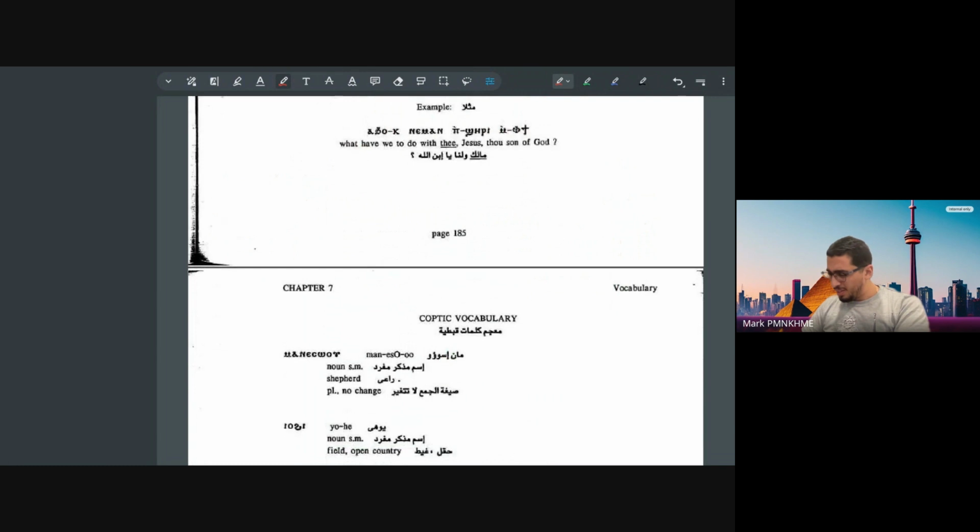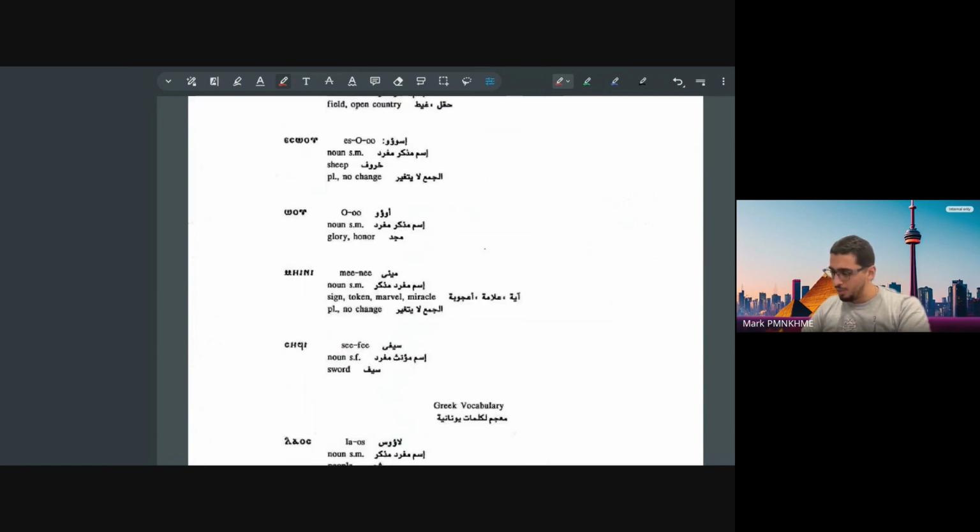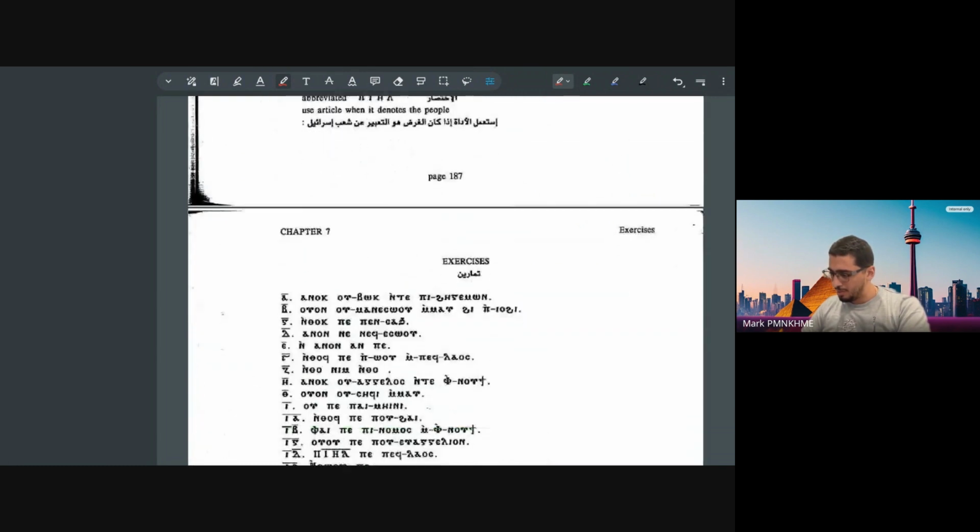Aho, forget about it for now. Vocab is a little bit new. I actually have to memorize it because it's a bit different than Sahidic.